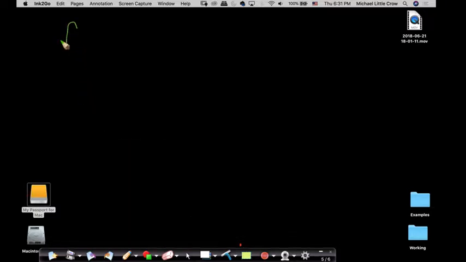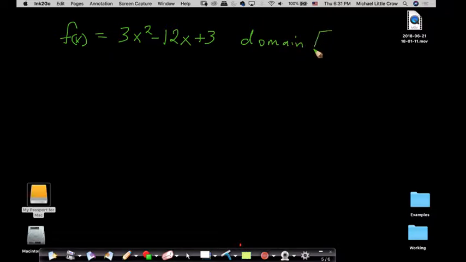We're given a function, f of x equals 3x squared minus 12x plus 3. And they give us a domain for this function going from 0 to 3. Okay. And the question asks to find the exact location of all the relative and absolute extrema in the function. So find where there's maximums and minimums and so forth.